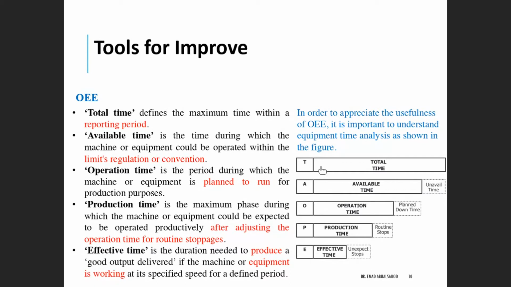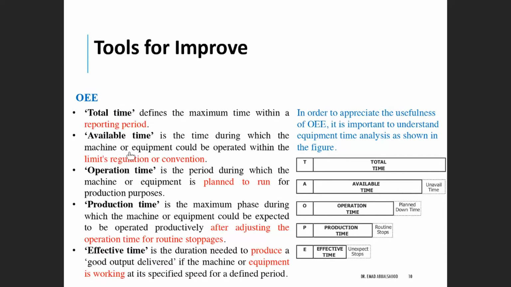We start with the total time. The total time is the maximum time in the reporting period. We will explain more after we define them all. The available time is different from the total time. What is the available time? It is the time during which the machine or equipment could be operated within limits, regulations, or convention.